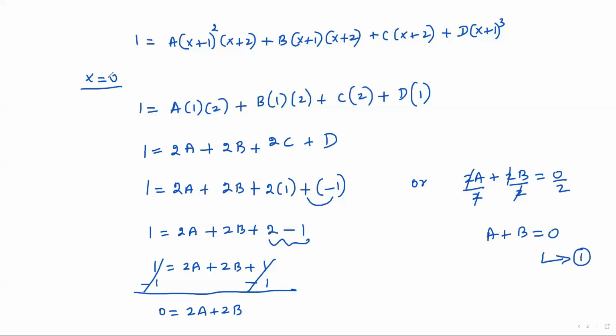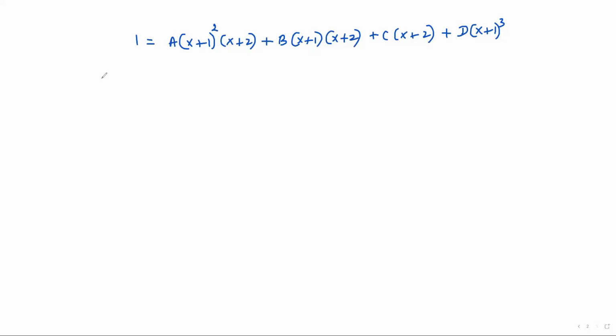As I plugged in x is equal to 0, I have to plug in some other random value for x so that all the 4 unknown constants A, B, C, D will appear in the equation. Again, I have to plug in the values for C and D. I'll be getting one more equation in terms of A and B. Then I'll have a system of 2 equations with 2 unknowns A and B, and I have to solve for A and B. Let me continue this one on the next page.